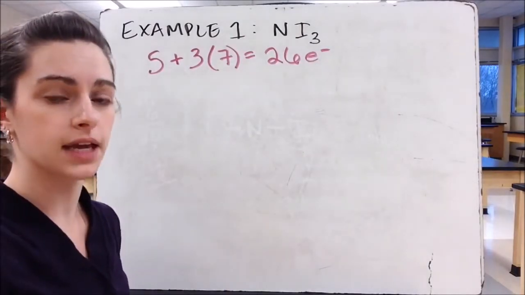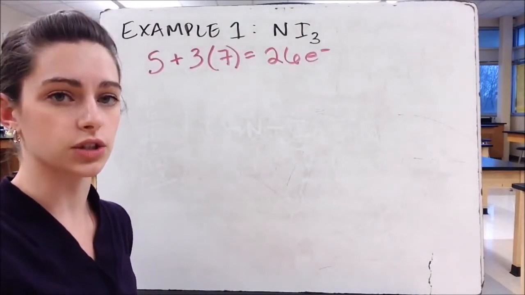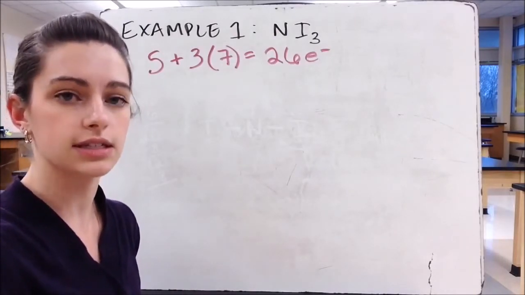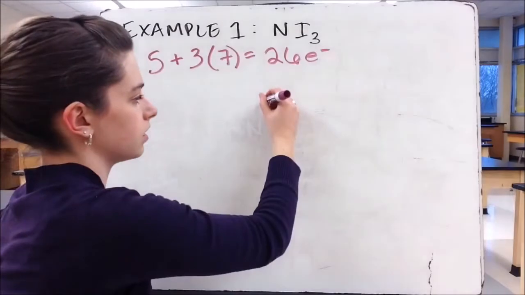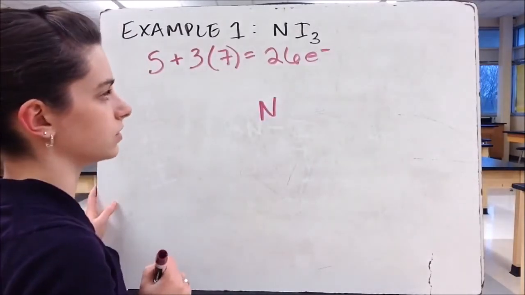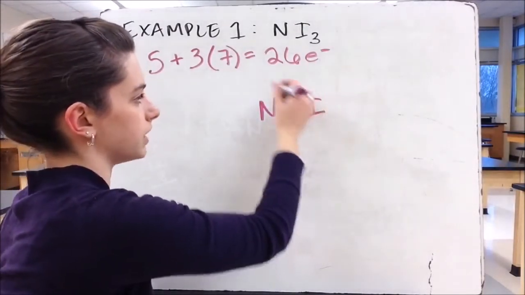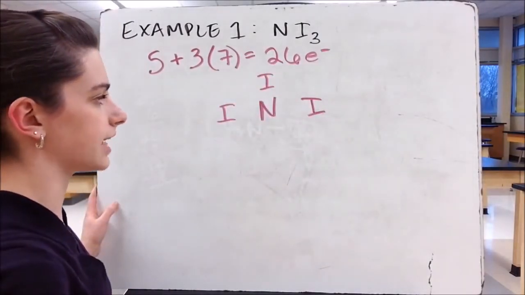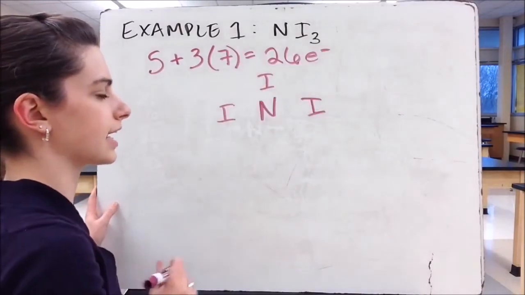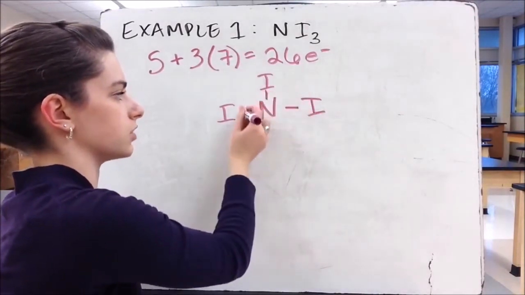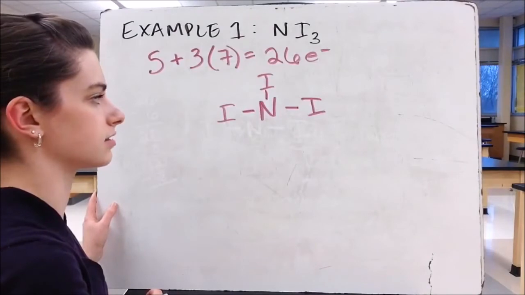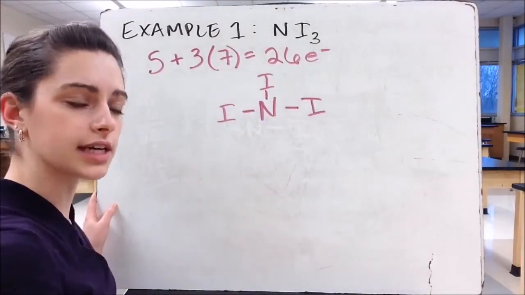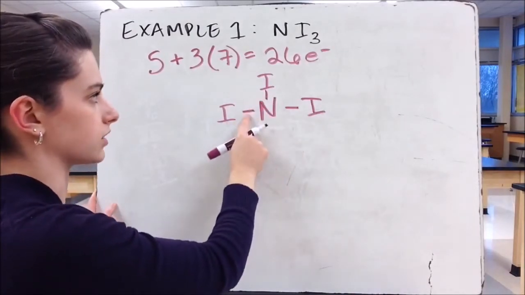So that's step 1. Step 2 is to figure out our central and terminal atoms. Our central atom is usually going to be our single atom. So in this case, it's going to be the nitrogen. So that's going to be our central. Our terminal will be our I's, and we'll arrange those around. Now, once we've arranged them, we're going to connect each with single bonds. So we're just going to draw single lines to represent the bonds. Now, each of these bonds represents 2 electrons, so we've already used 6 of our total electrons.